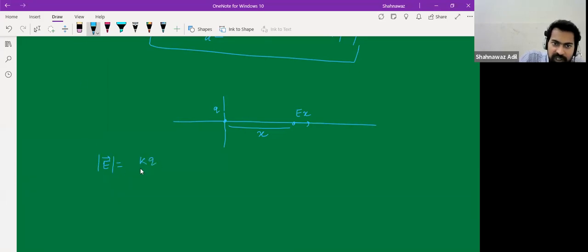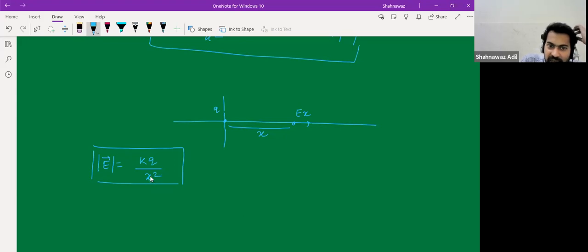This would be simply kq by x square, right? So this is how electric field varies with distance. If I go in this direction, the electric field would be how much? This denominator will increase, so if the denominator increases, then this value will decrease, right?